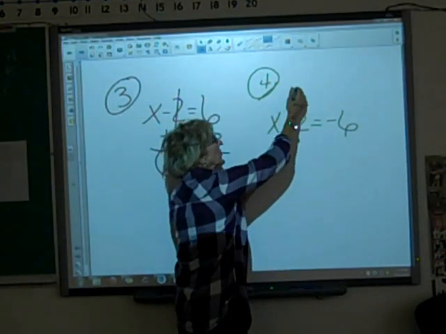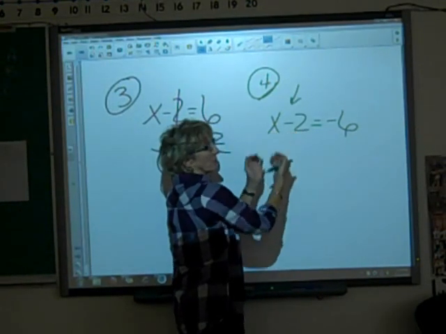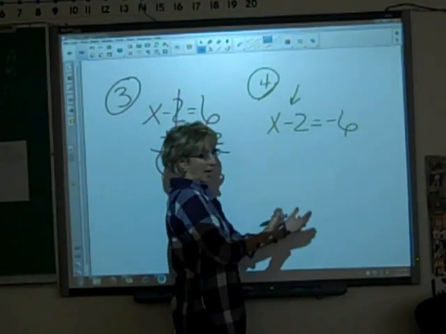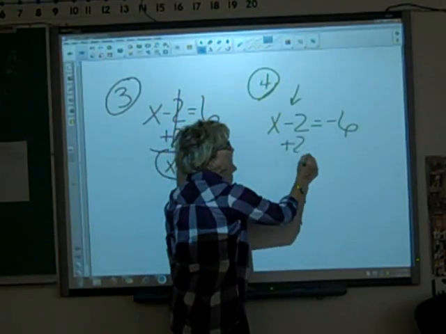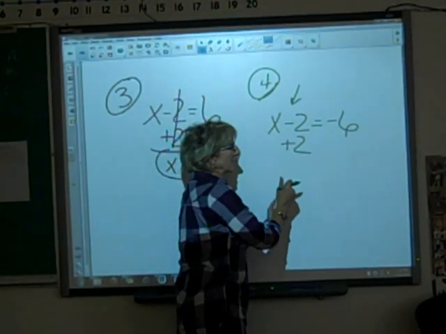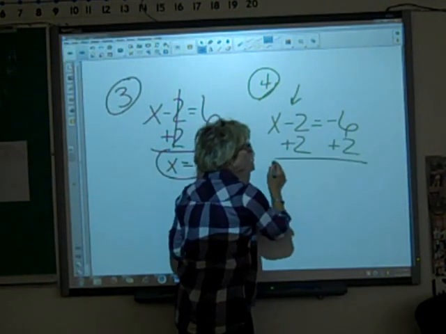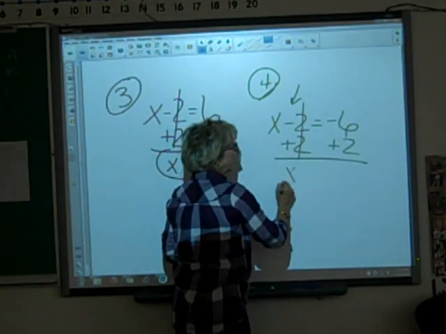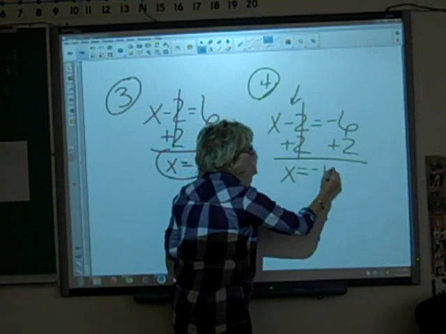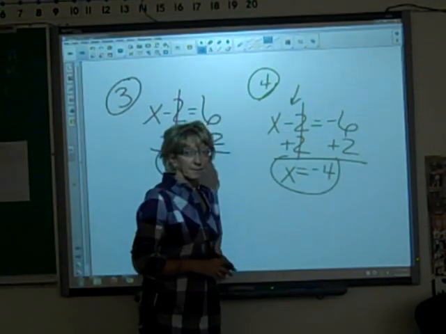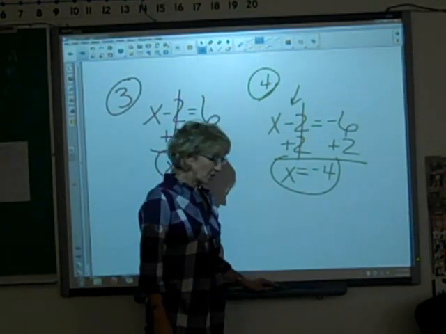We need to get x by itself. We need to remove the minus 2. We're going to do the opposite, or inverse, operation. We're going to add 2. Whatever we do to one side, we must also do to the other side. We isolated the x. Negative 6 plus 2 is negative 4. That is one-step addition and subtraction.